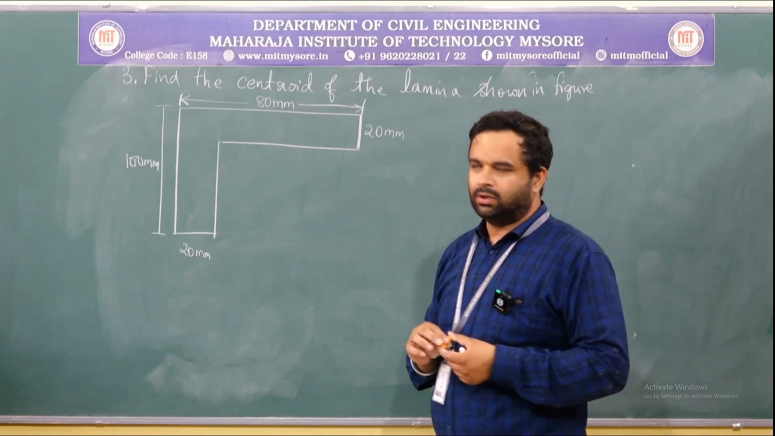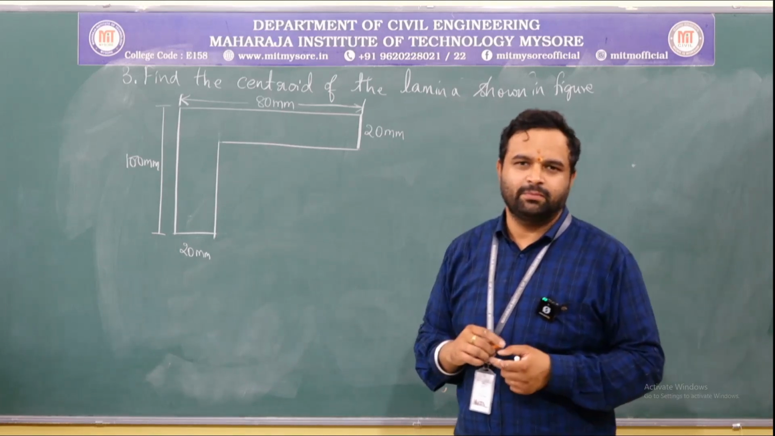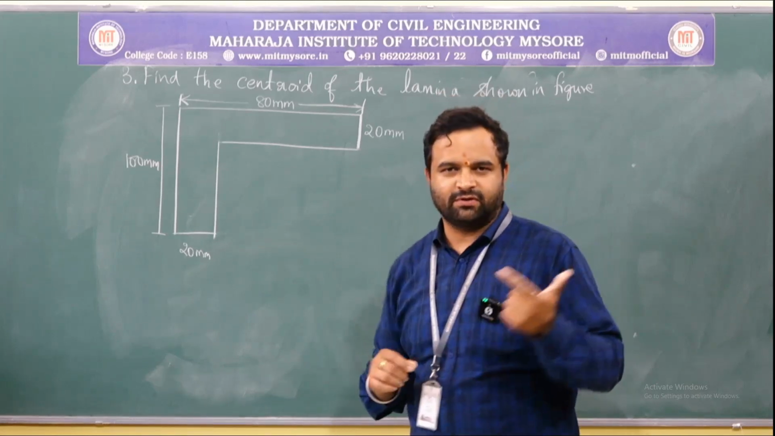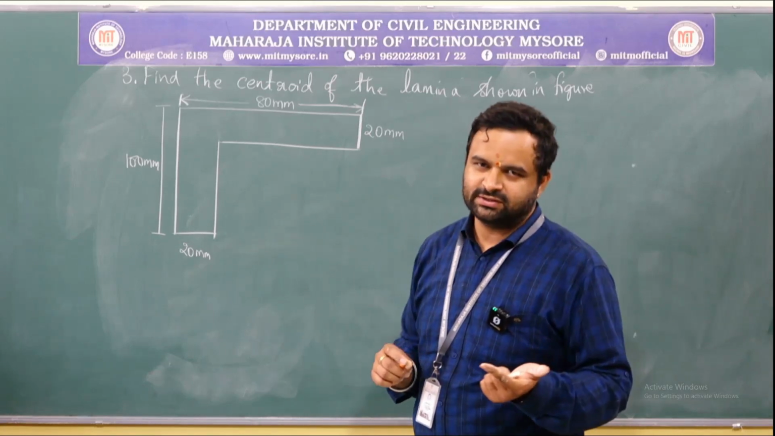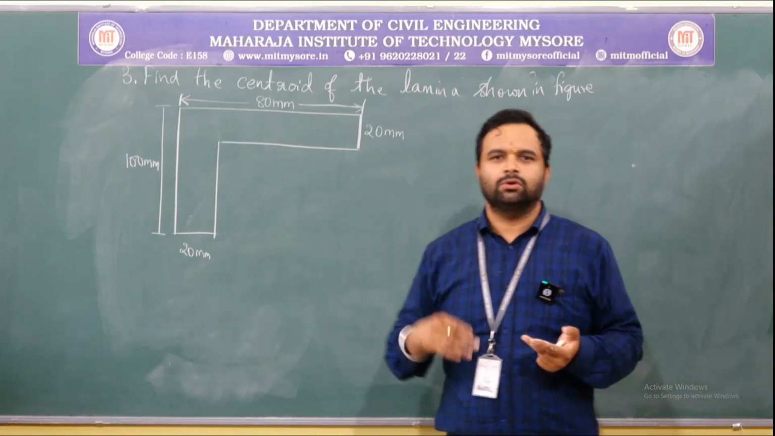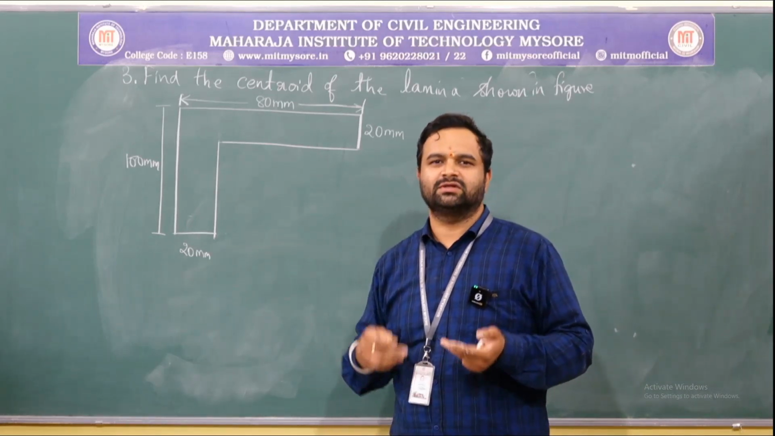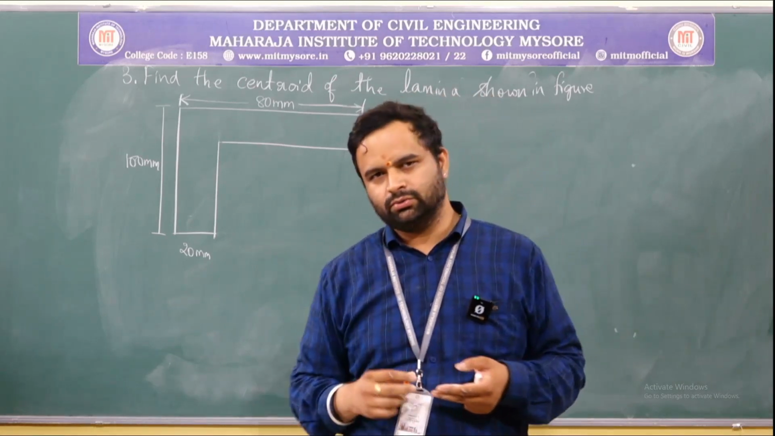Okay? So now, as we know the steps to be followed, what is the first step? See if there is any axis of symmetry. If not, go for the second step. Take the referral axis or the coordinate axis. The third step, divide the composite section into a number of components which are regular geometrical figures whose centroidal values are known to you.